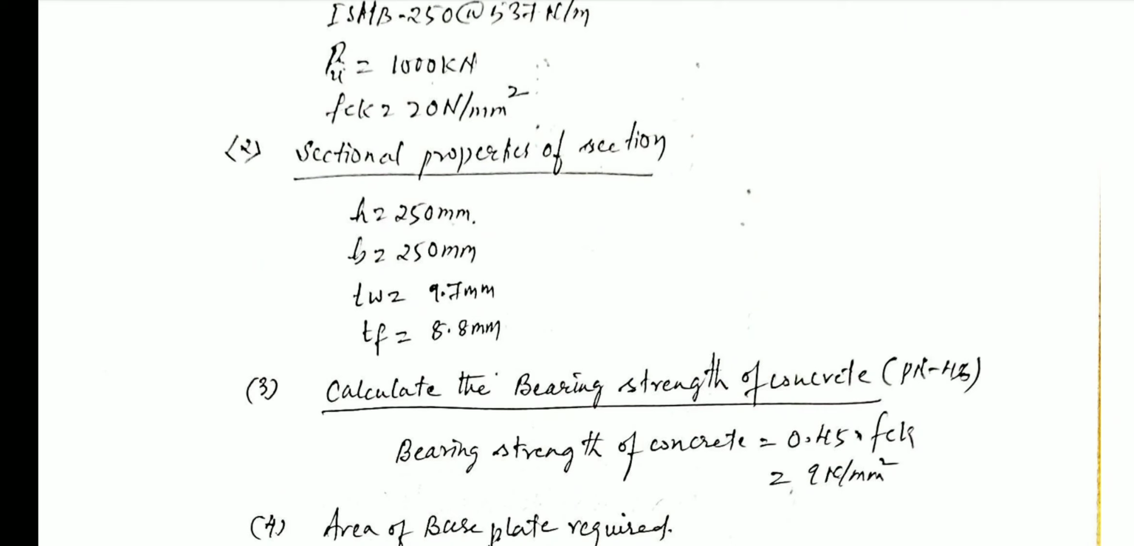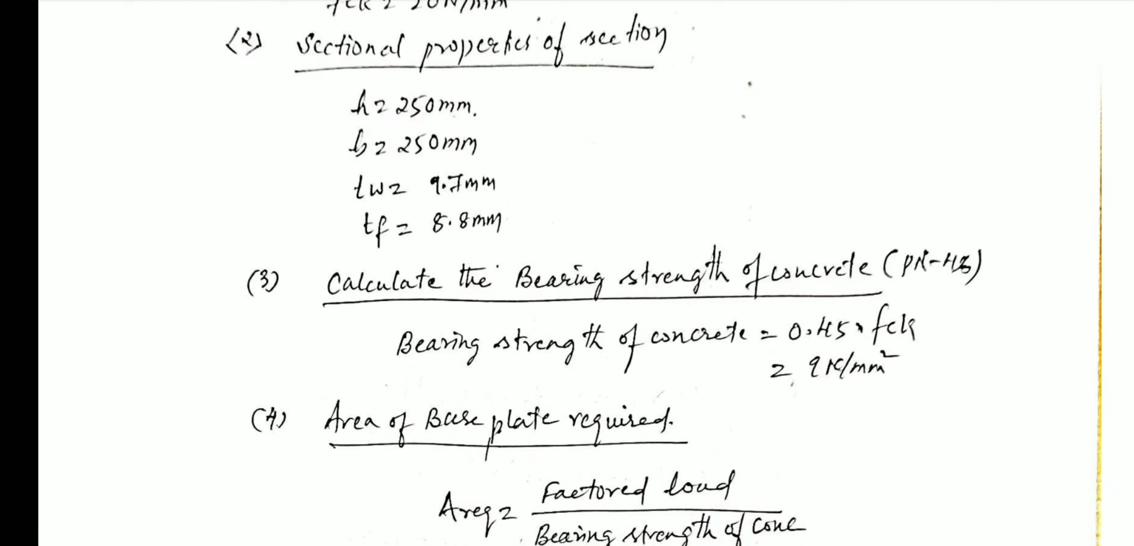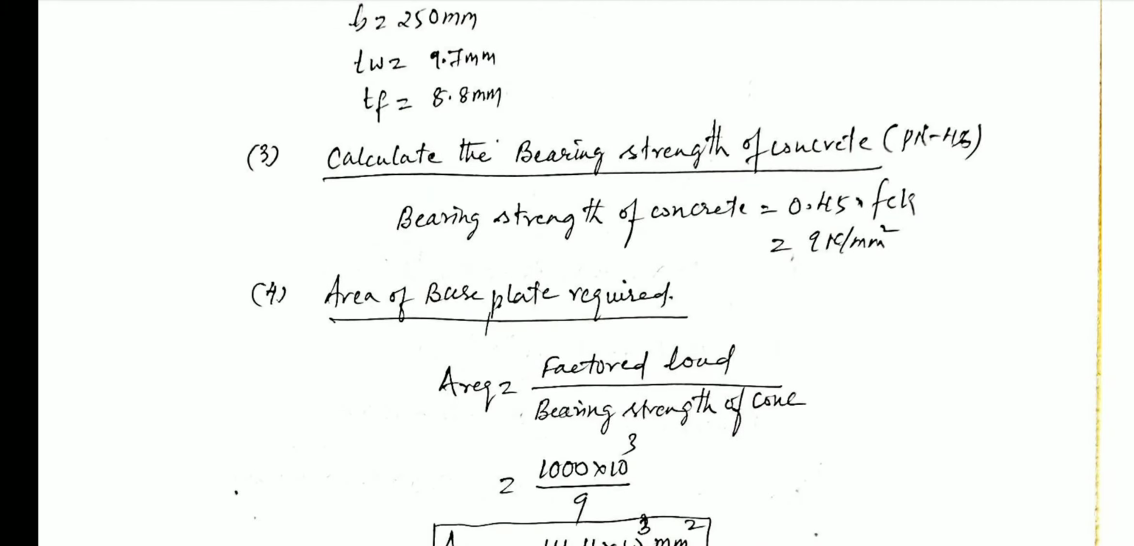Calculate the bearing strength of concrete by referring to page number 46 of IS 800 2007. The bearing strength of concrete is equal to 0.6, which we are not able to use, always use 0.45 into FCK. You get the value of 9 Newton per mm square. Now once you get the bearing strength, I will go for step number 4.